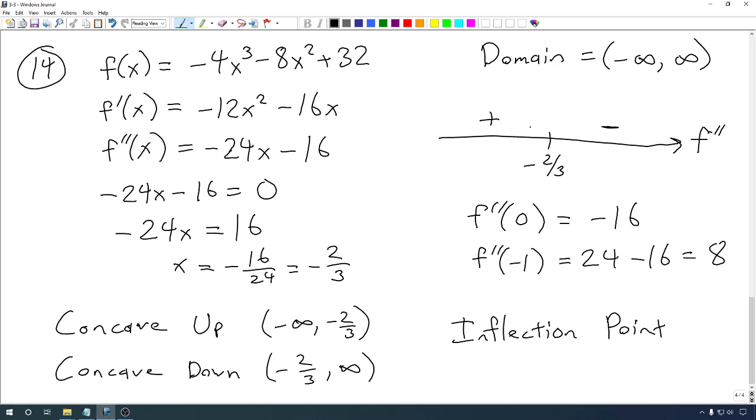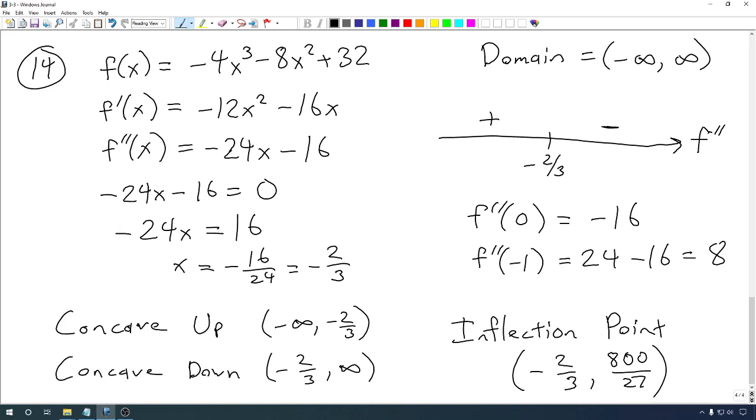from being concave up to concave down, since there is a change in concavity, there will be an inflection point at negative 2/3. But specifically, the inflection point is the point on the graph, so we need the y value as well. So it's at negative 2/3, but it has a y value if you plug negative 2/3 into the original function. And I did this off to the side, so it's not something I just did right in my head. It's 800 over 27. Fun little y value there.